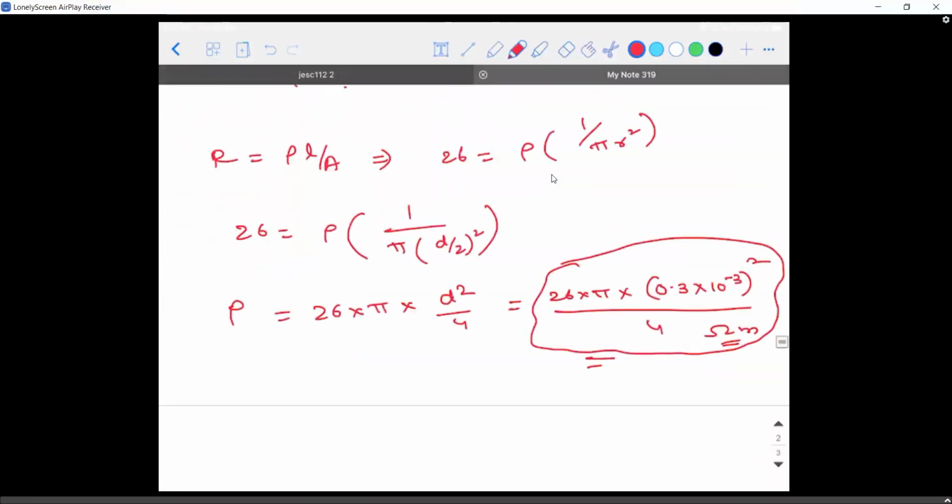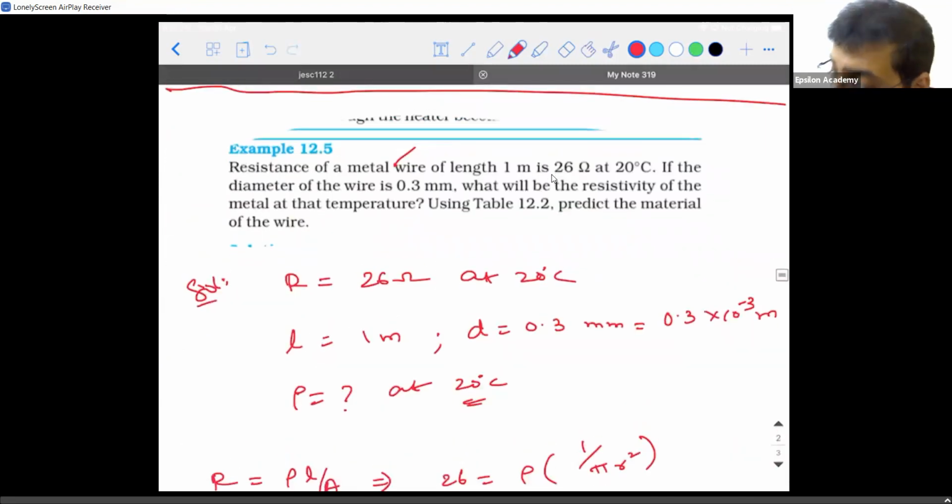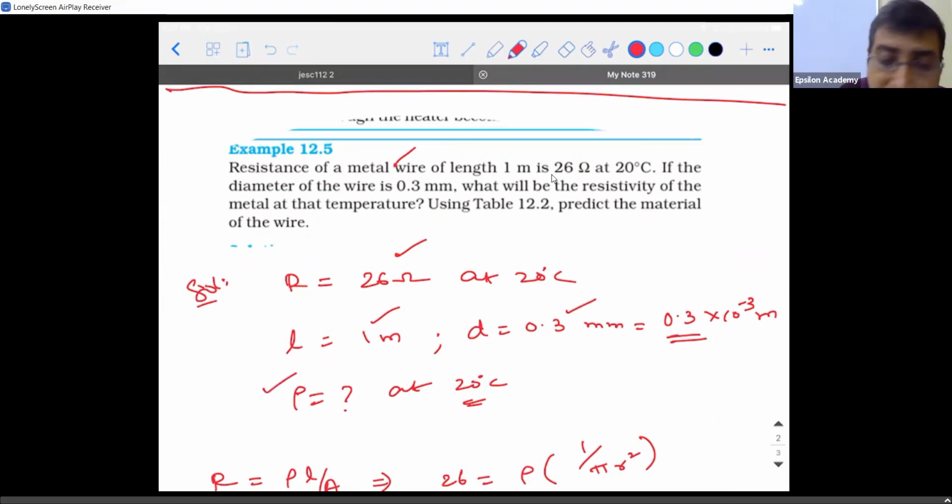Sir, I got confused. See, they told resistance is 26 ohm, length is 1 meter, diameter is 0.3 millimeter, that is 0.3 into 10 power minus 3. They're asking what is the resistivity of this wire. Okay, sir.